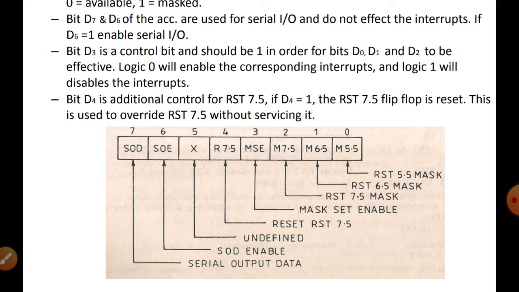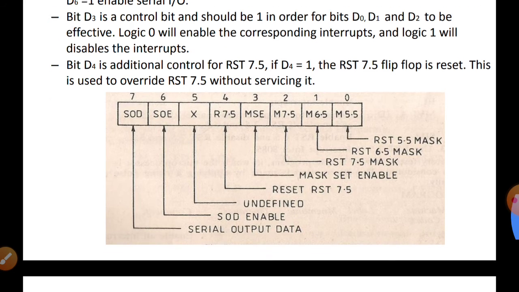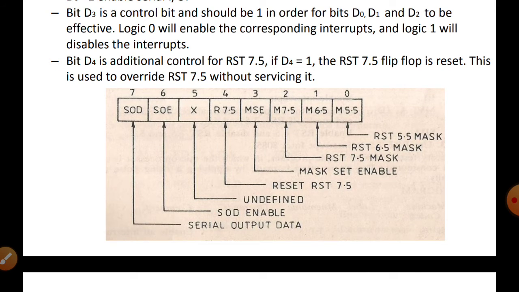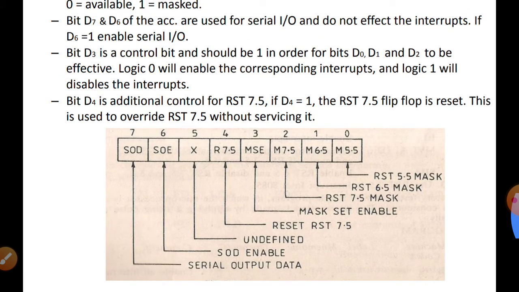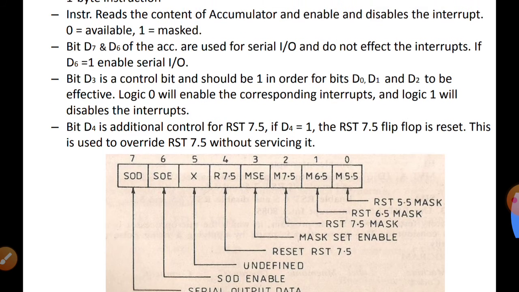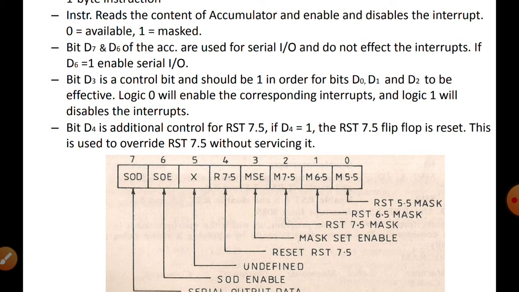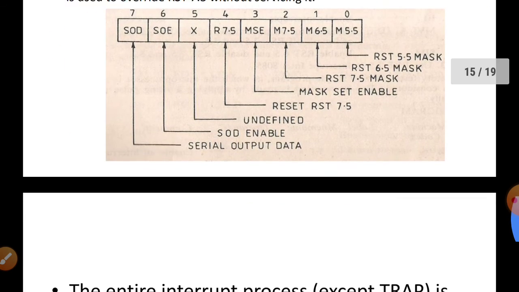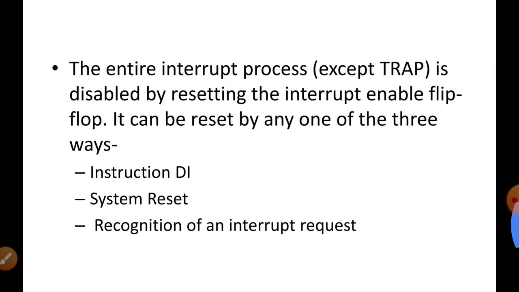Now, as far as D0, D1 and D2 are concerned, these inform the availability. If D0, D1, D2 are 0, 0, 0, it means all these interrupts are available, and if any one of these or all of these are 1, it means these are masked. So, 0 stands for available and 1 stands for masked while executing the SIM instruction.